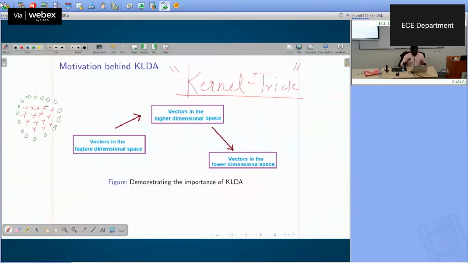As I told you earlier, you need this red to be here and then green to be here like this. And I need a line that separates these two nicely, right, like this. But unfortunately, the data are something like this, right? So what to do? The idea is that you are going to map these vectors to a higher dimension.